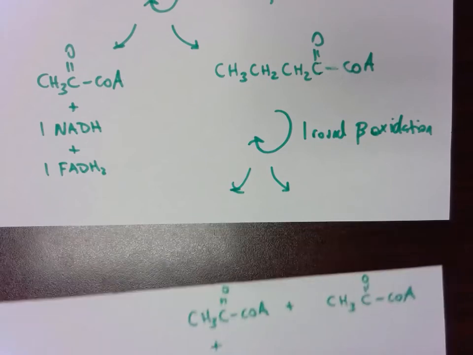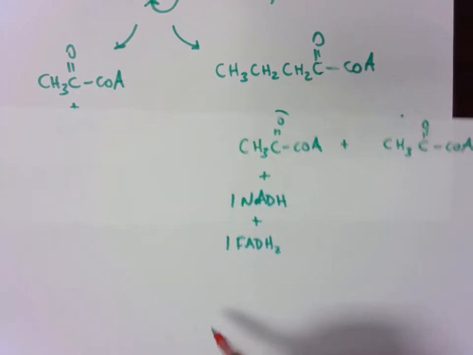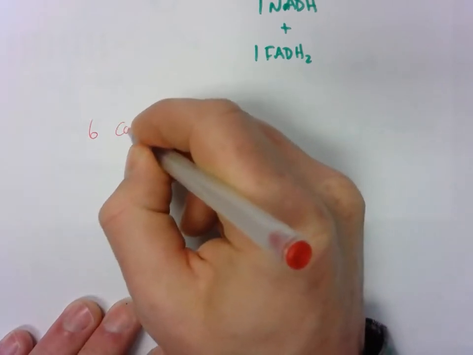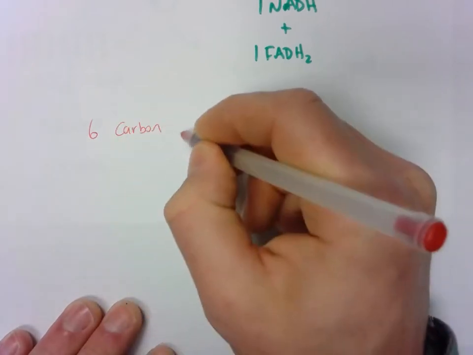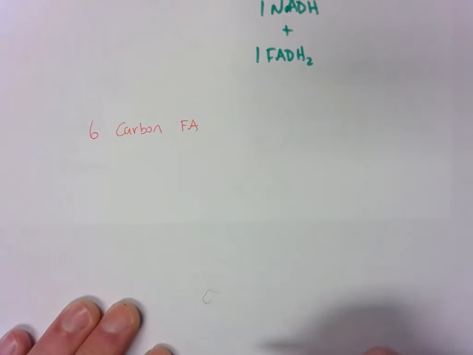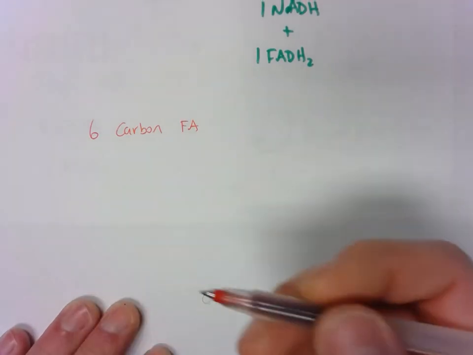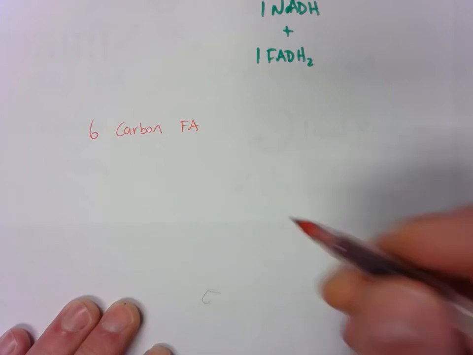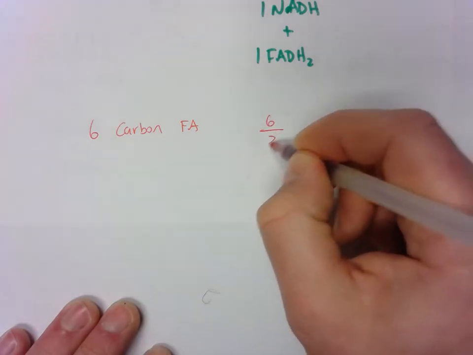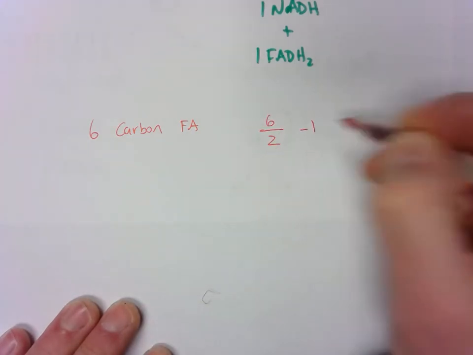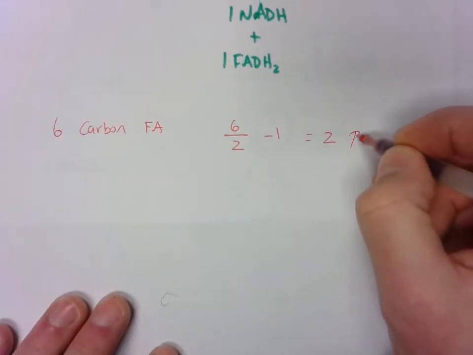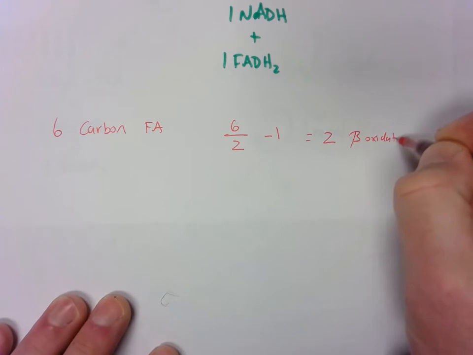So in summary, we had a 6-carbon fatty acid, and we know that there's going to be 2 spirals. I know this because 6 divided by 2 minus 1 equals 2 beta oxidation spirals.